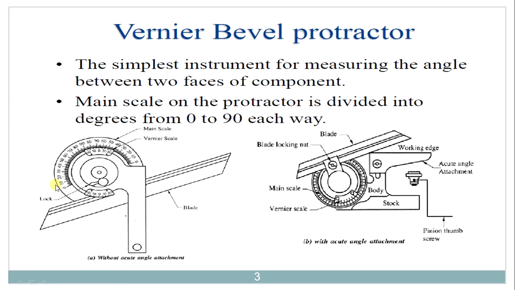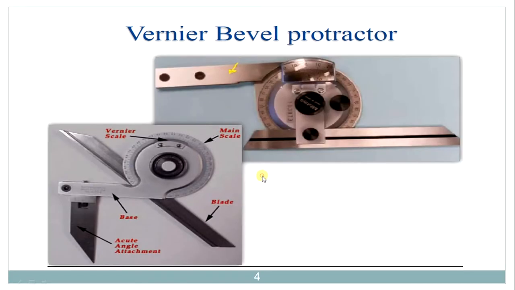The main scale on a protractor is usually divided into degrees, from 0 to 90 degrees in four parts. Then we have the actual bevel protractor, which looks like this. This is an extra attachment which can be used for acute angle measurement. Otherwise, if you want to measure an angle more than 45 degrees, we can go with this. Important here is that we have a magnification of the reading for reading purposes.